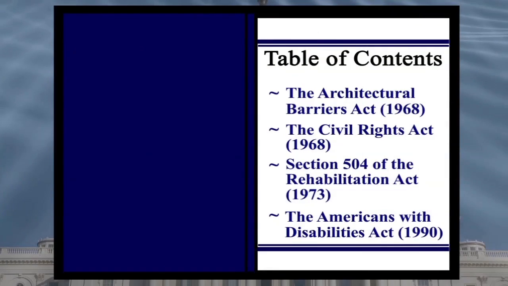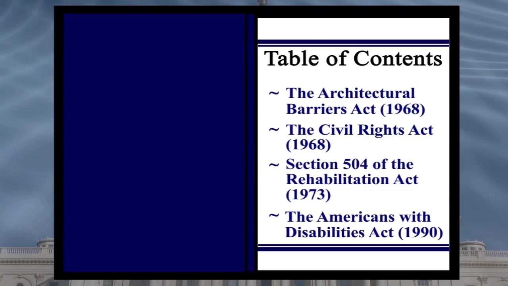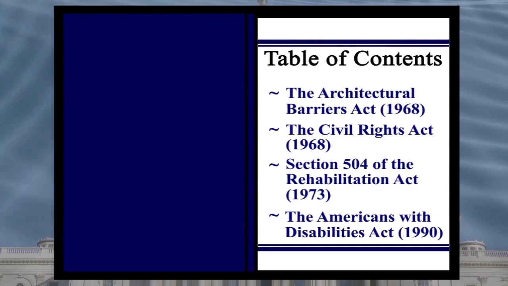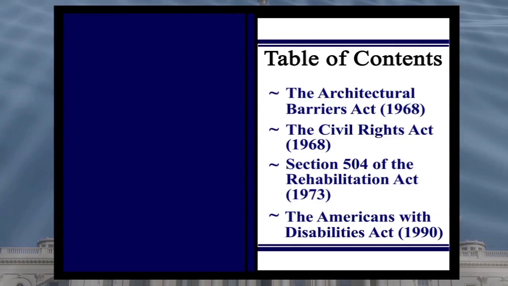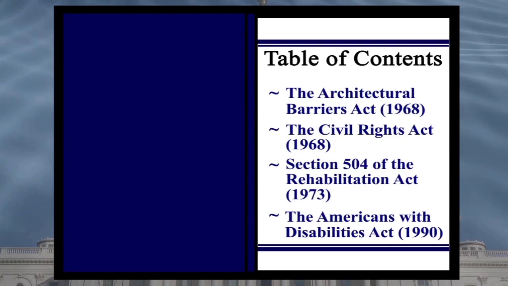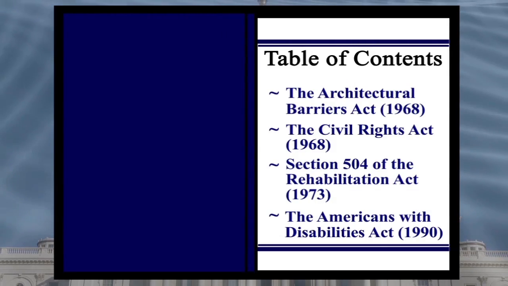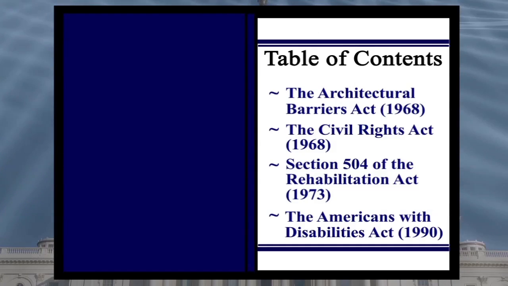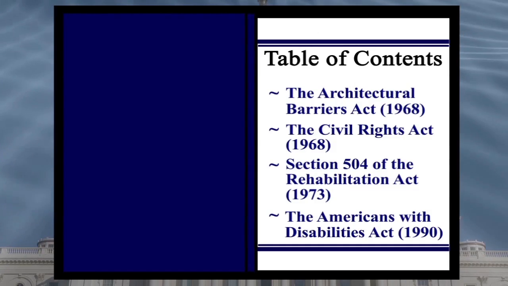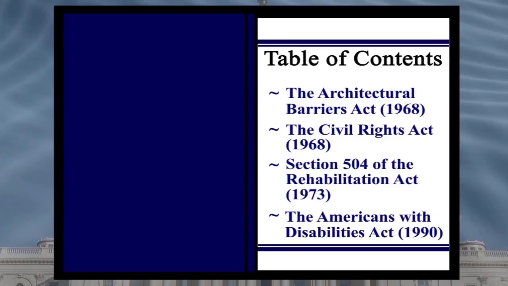They were the Architectural Barriers Act of 1968, the Civil Rights Act of 1968, Section 504 of the Rehabilitation Act of 1973, and the Americans with Disabilities Act of 1990. Let's take a closer look at these 4 pieces of legislation.